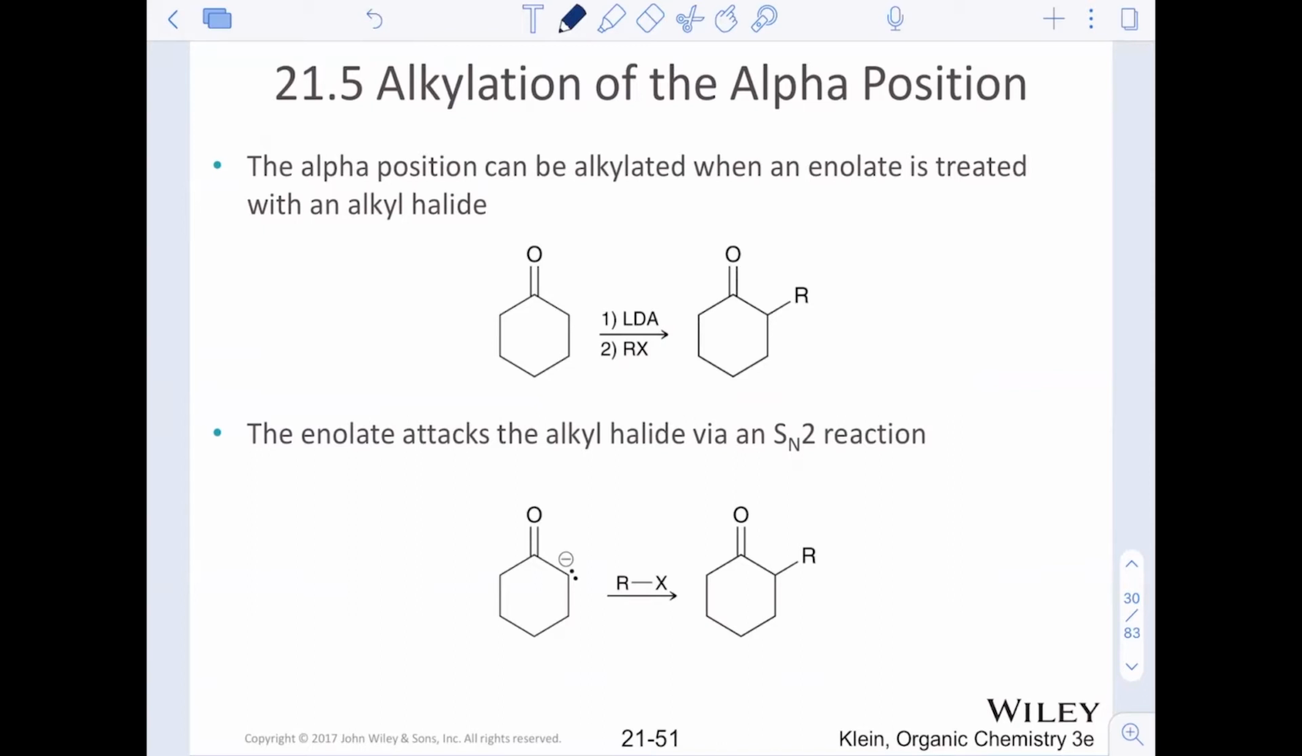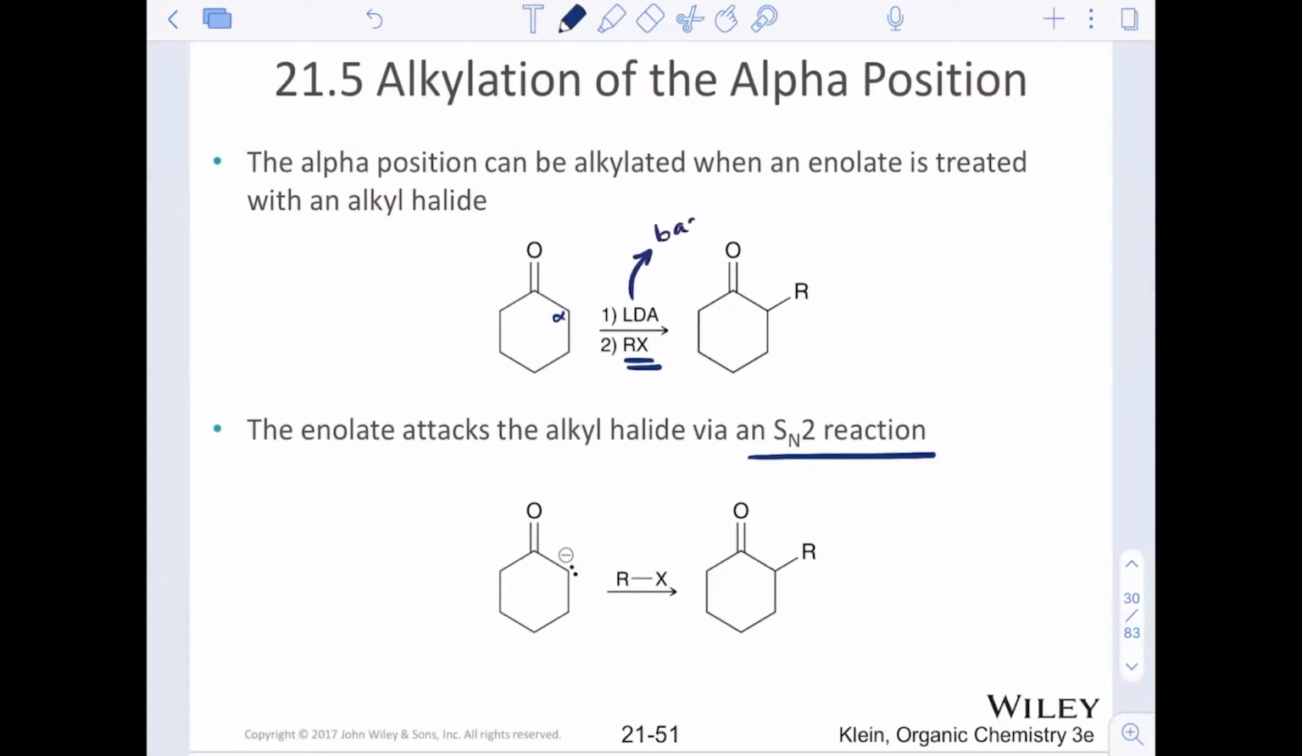The alpha position, we'll just label 1 right here, can be alkylated. It can have a new carbon group being added when an enolate is treated with an alkyl halide. That second step right here is just an SN2 reaction. So we can use a base to form an enolate, and then we can do an SN2 reaction with an alkyl halide. Super great second follow-up step, all right?